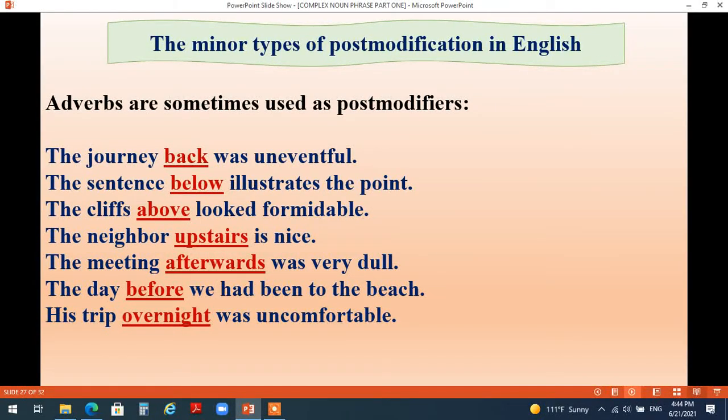For example, the journey back. Here back is an adverb post modifying journey. The sentence below, again below is an adverb which is used to post modify the head noun sentence. The cliffs above, also above is an adverb post modifying cliffs. The neighbor upstairs, upstairs is an adverb which can be used to post modify a head noun which is the word neighbor. The meeting afterwards, afterwards is also an adverb which is used after a noun, the word meeting. The day before, again before is an adverb which is used to post modify the word day. His trip overnight, overnight again is an adverb which has been used to post modify the noun trip. So in all these cases we have used certain adverbs as post modifiers.